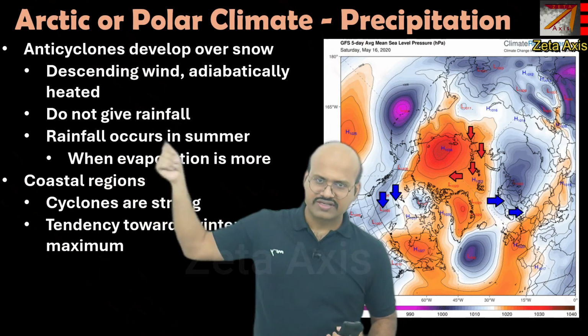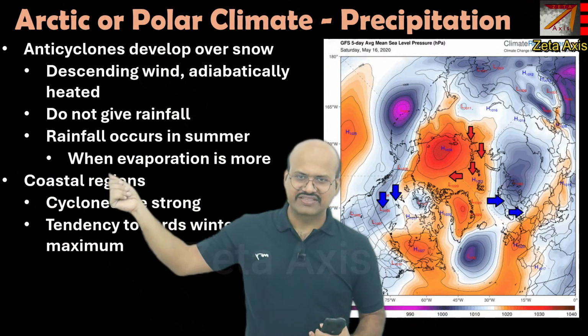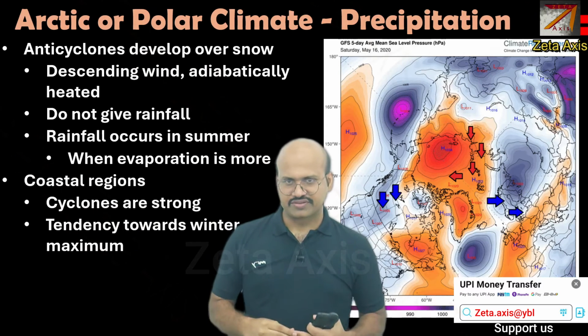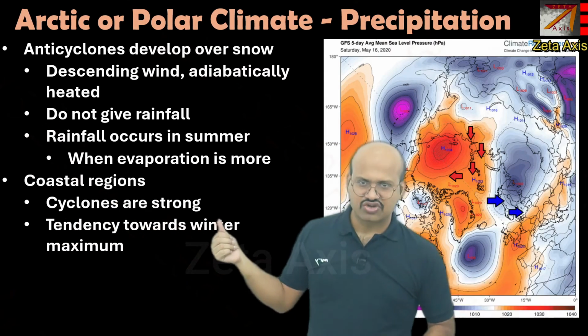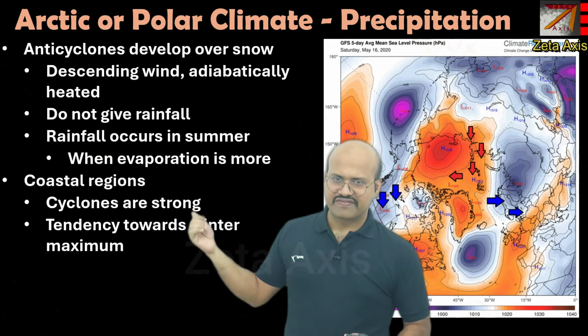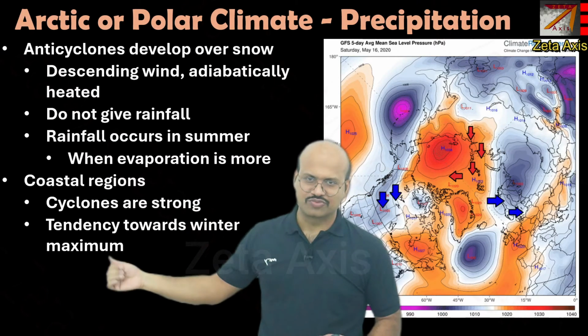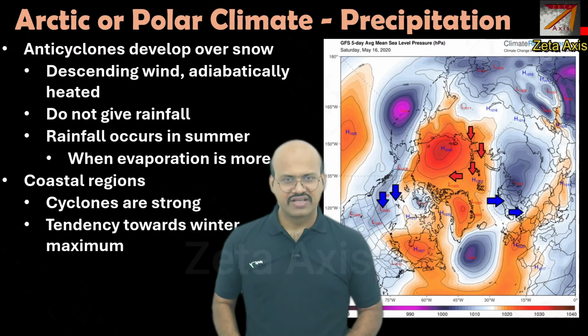Rainfall occurs in summer because this time there is relatively more evaporation. Coastal regions experience cyclones which are stronger, and these cyclones have a tendency towards winter maximum. So even these cyclones give some amount of rainfall.